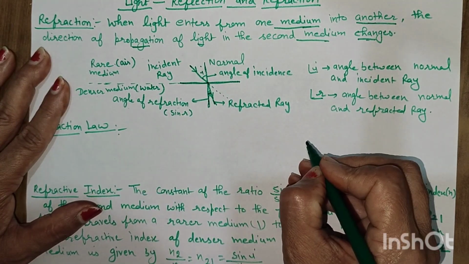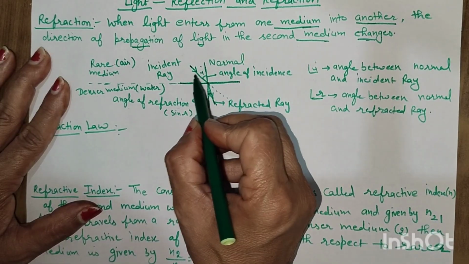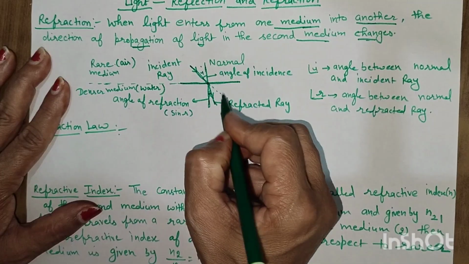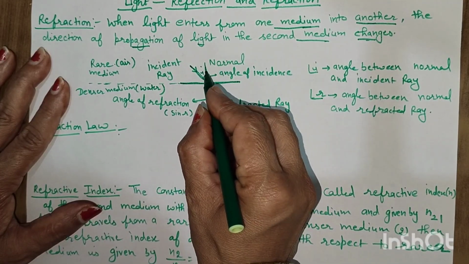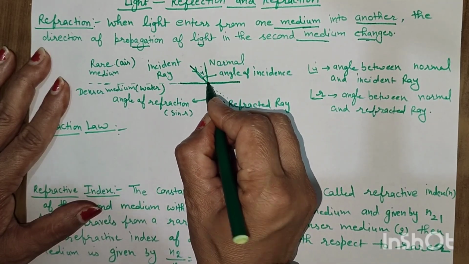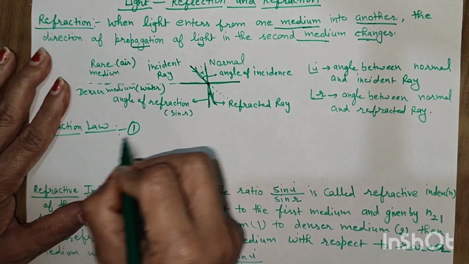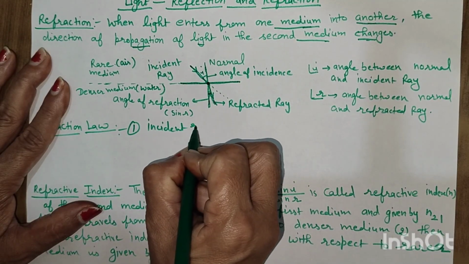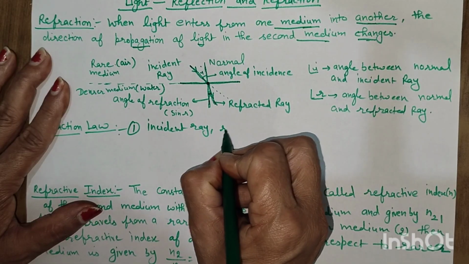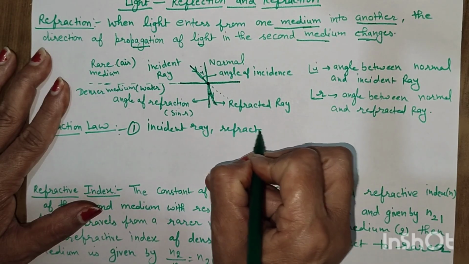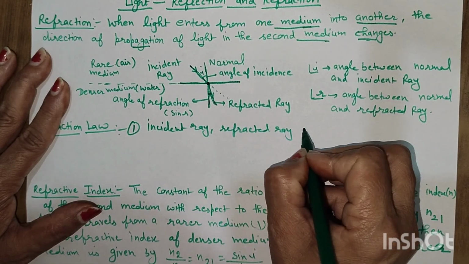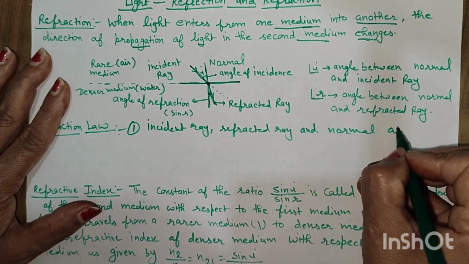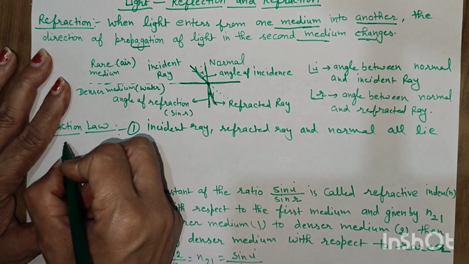Now, laws of refraction. Here you can see the incident ray, refracted ray and normal all lie in the same plane. First rule: the incident ray, refracted ray and normal all lie in the same plane.